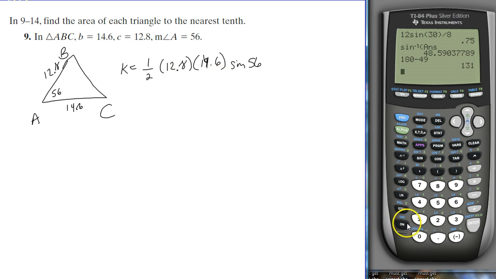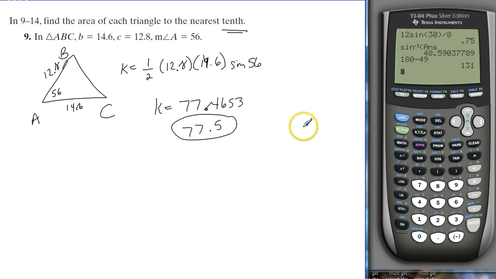Punch it in. And you should get 77.4653. Round to the nearest tenth, one decimal place. So it'll be 77.5. And that's pretty much the formula. So let's try another one.